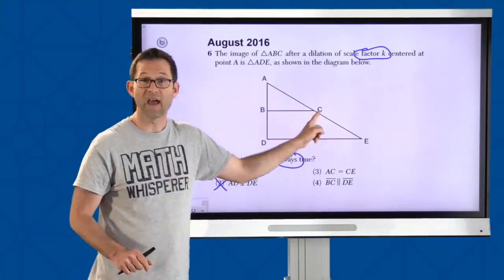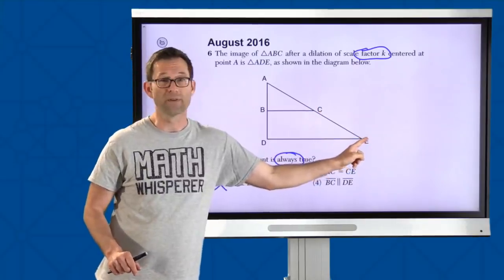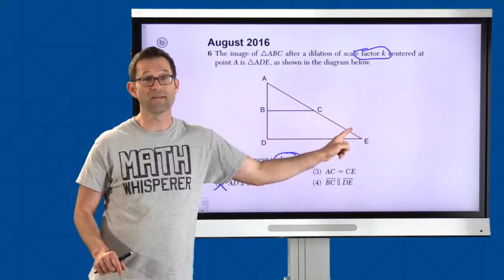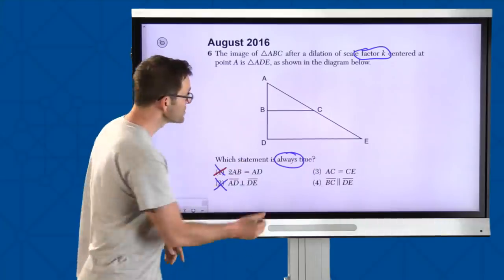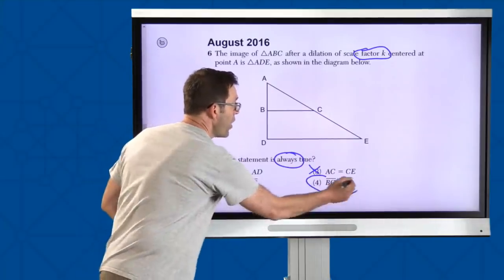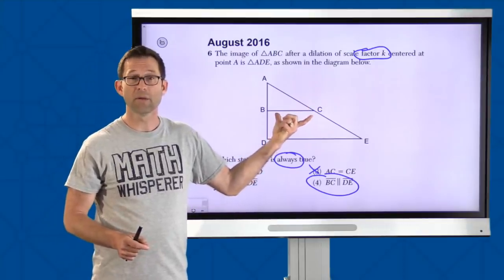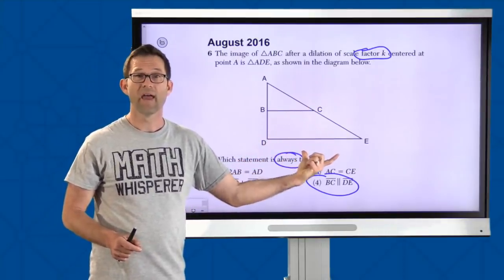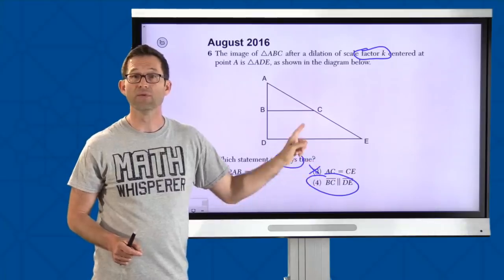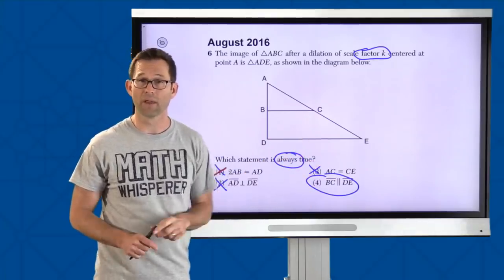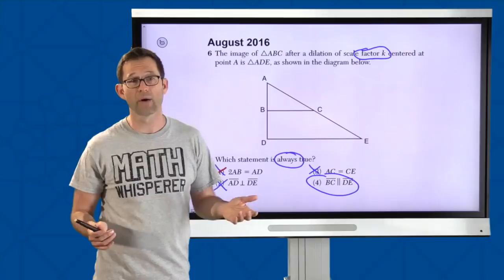Does AC have to be equal to CE? Only if the dilation constant is equal to 2 again. And they didn't tell us that. So we're really left with choice 4, which is a fundamental property of dilations. If I take segment BC and I dilate it and its image is DE, those two segments are going to be parallel to each other. So I could have gotten that right away.